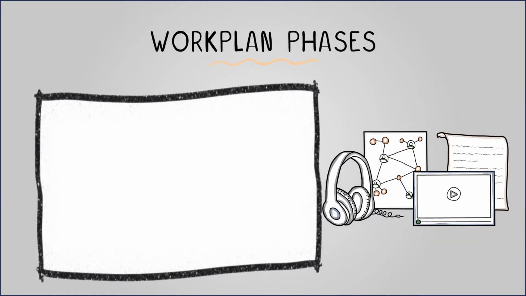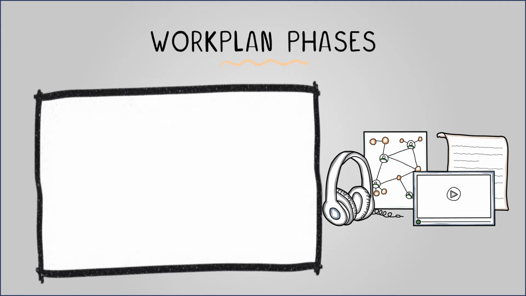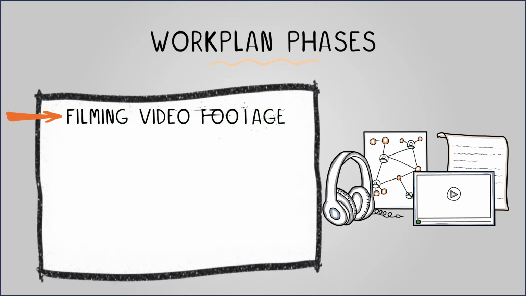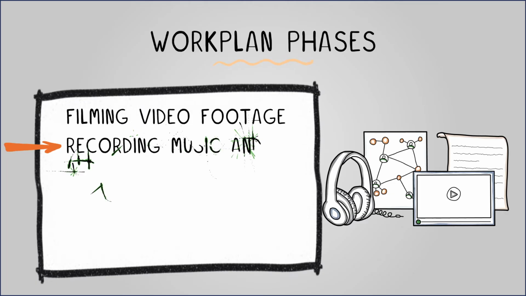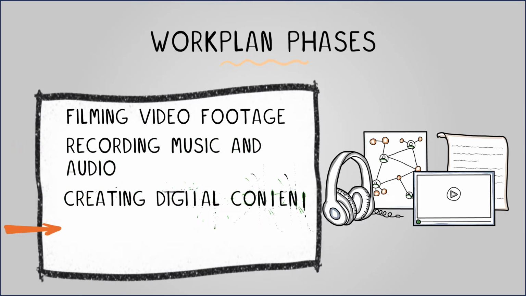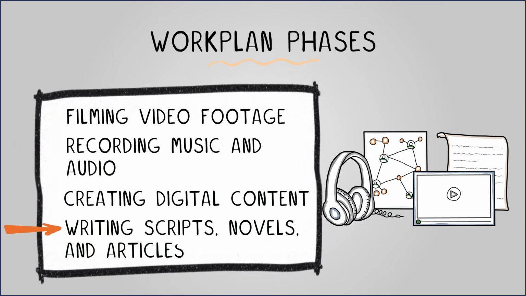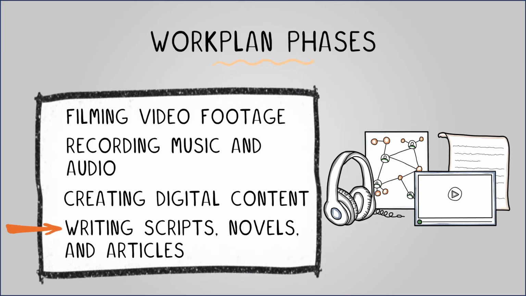The production phase is when the actual media is produced. The work plan should include elements such as filming video footage, recording music and audio, creating digital content, writing scripts, novels and articles, and designing logos.